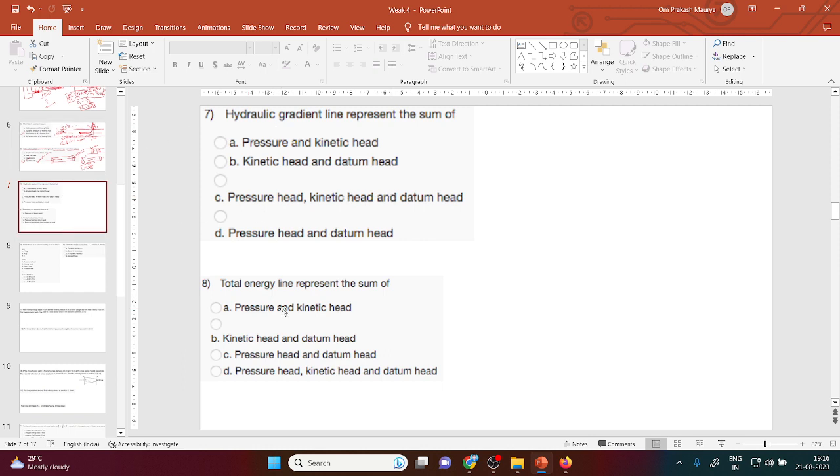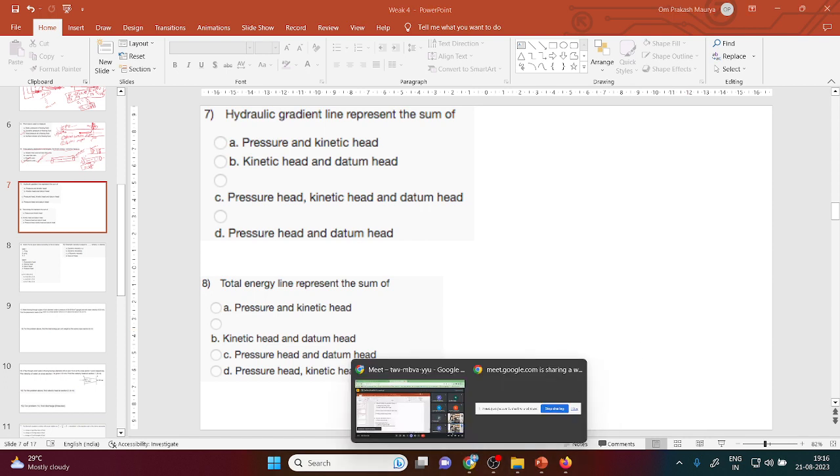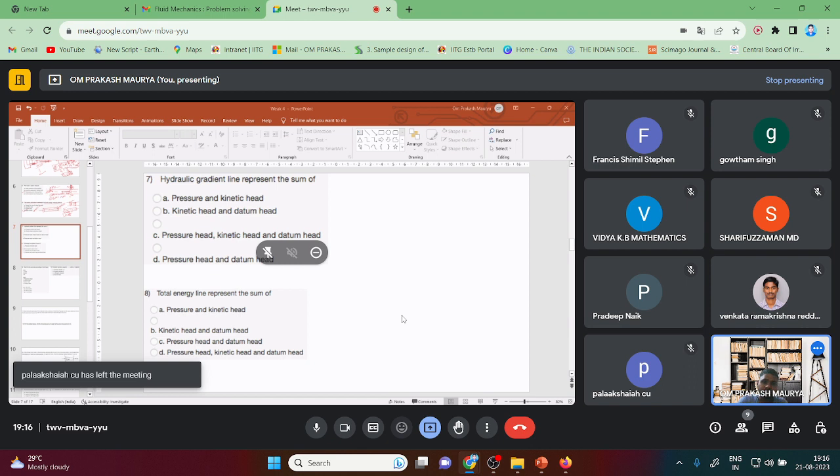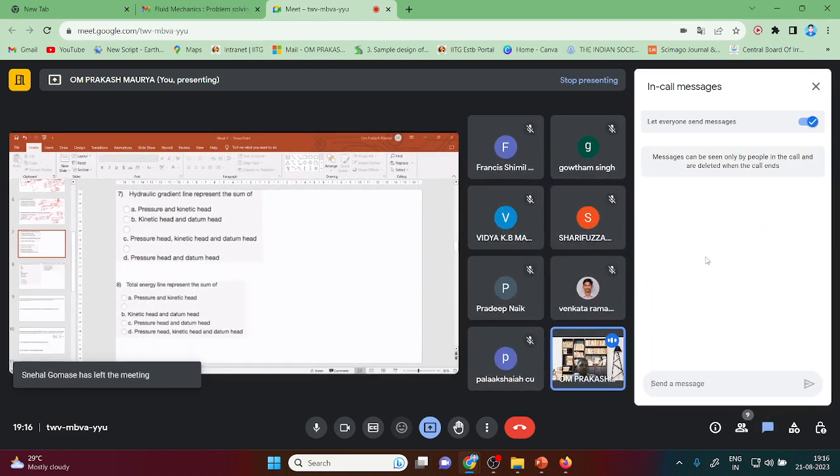Okay, now moving on to questions number 7 and 8. Please solve the questions. The hydraulic gradient represents the sum of what? The pressure and kinetic and datum head; pressure head, kinetic head and datum head; pressure head and datum head. Please write your answer in the chat box. Everyone participate. Okay, now I'm opening the chat box. Please everyone write your answer in the chat box for questions 7 and 8.